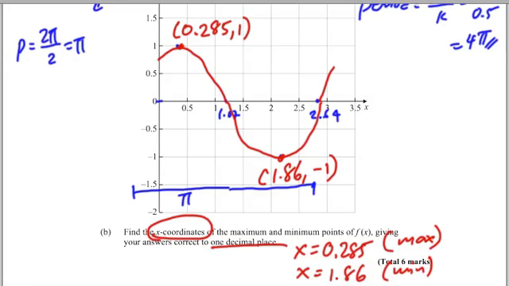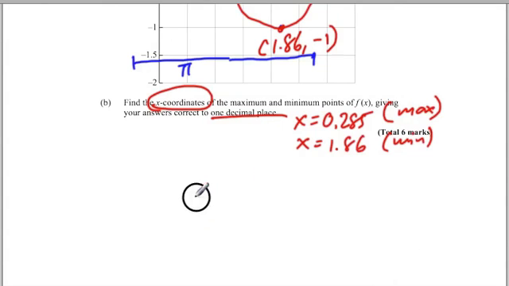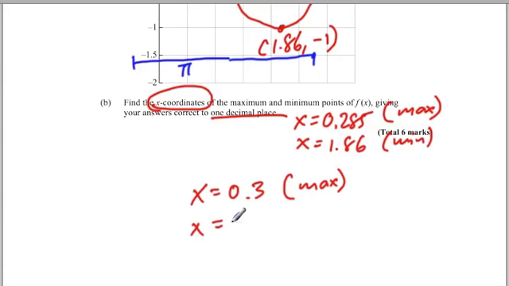Okay, so I made a mistake. So really, it should be x equals 0.3 for the max, and x equals, to 1 decimal place, so this would round to 1.9 for the min. Okay, so always pay attention to what they're asking for. They ask for the x coordinates, so don't give the y. And since they said one decimal place, that's basically all you need to give. And that's how you do that question.